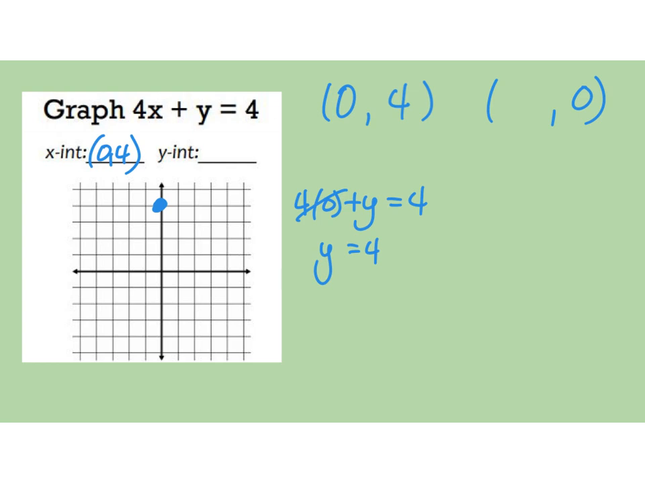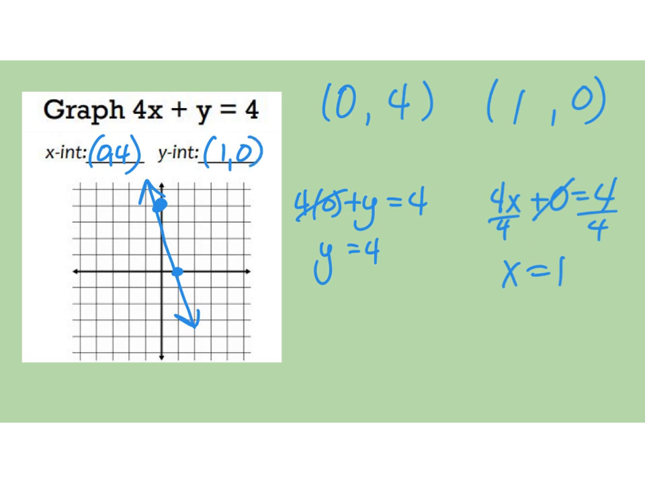Now let's do the x-intercept. So I'm going to substitute a 0 for y. So 4x plus 0 equals 4. So then that has no value, so I divide by 4. So x equals 1. So then 1, 0 would be here. So then I can connect that to create my graph.